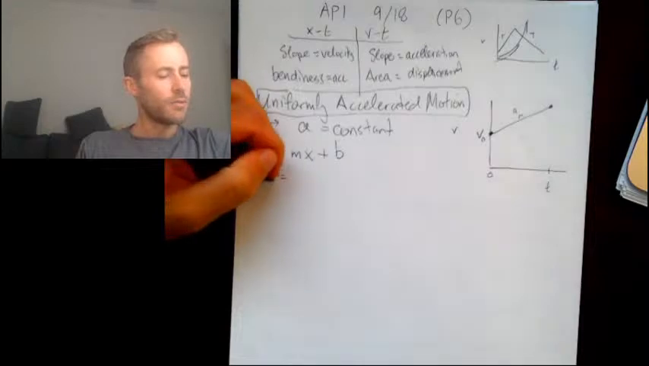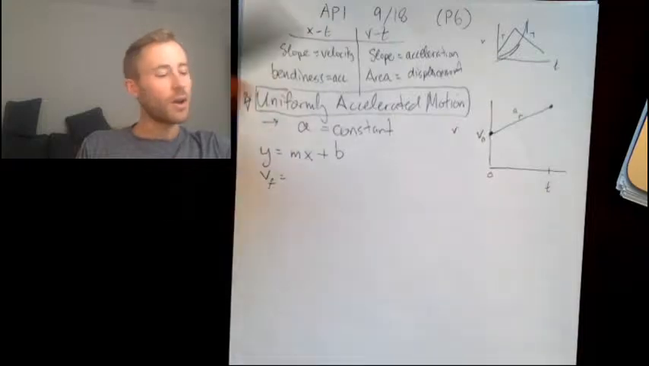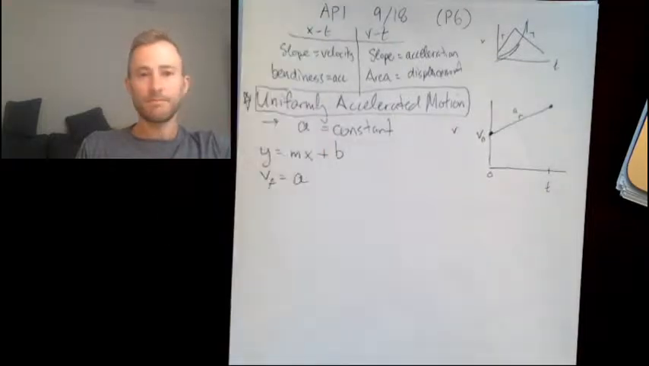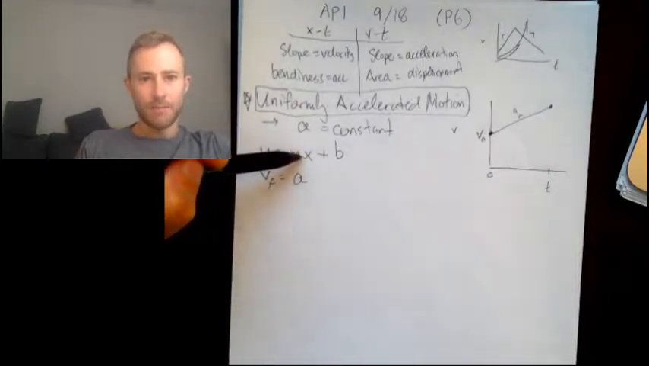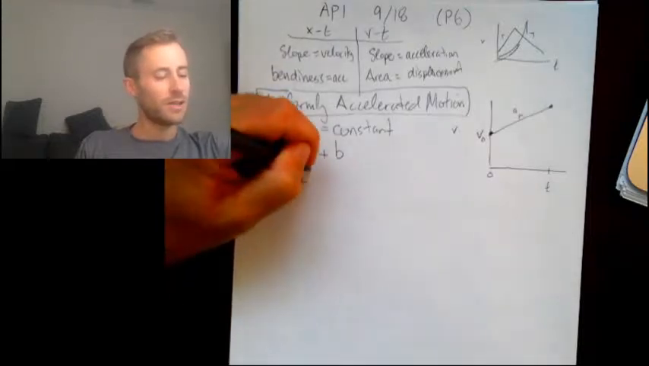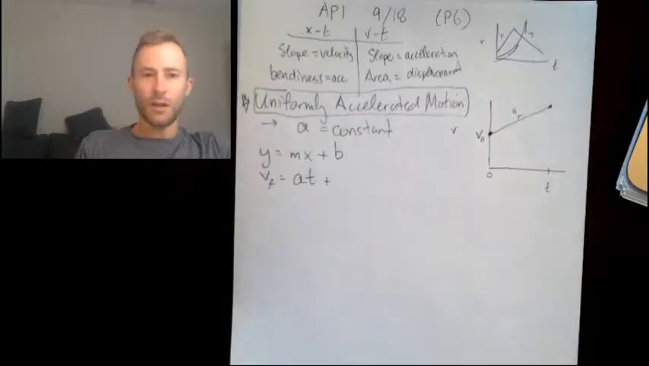I'll put v final for final velocity. M is the slope, and we know that the meaning of slope in a velocity time graph is acceleration. On the horizontal axis, we have time, so instead of x, we have t, so we have at. And then, as I just said, b is the y-intercept, right?